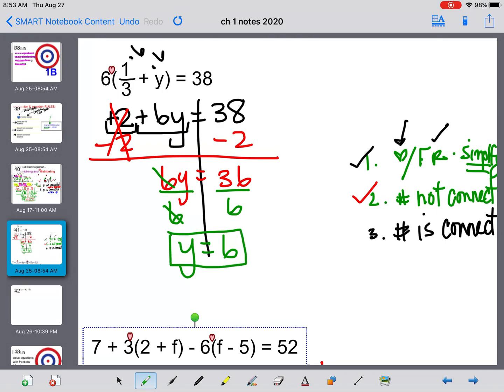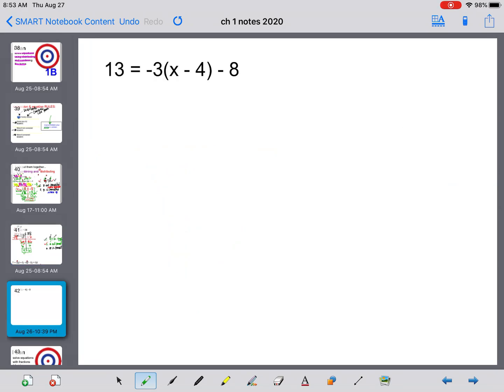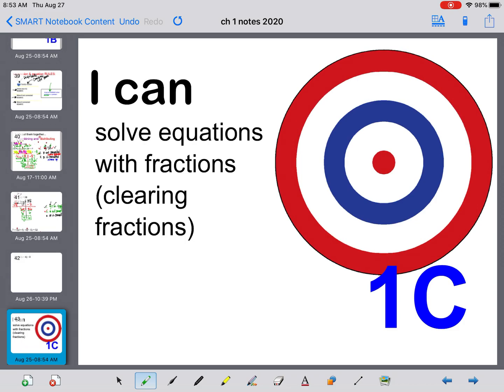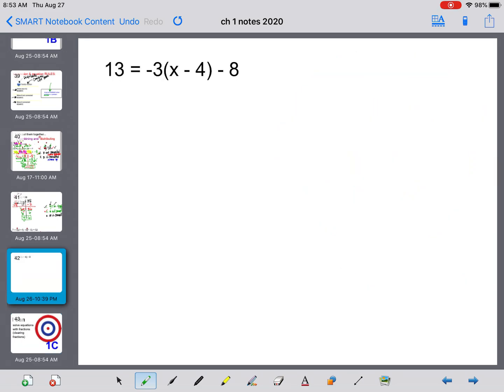And once I get to just my variable all by itself equals a number, x equals a number, y equals a number, that's what we're looking for. That's our result we want. Okay. Yep, we got one more, and then we'll be done with our lesson for today.